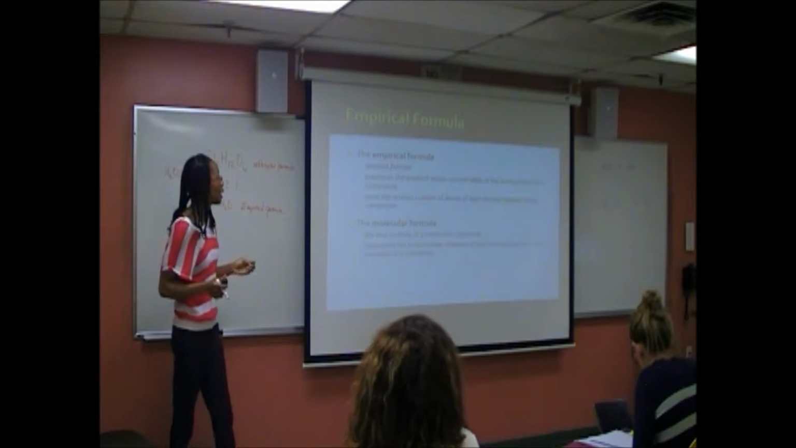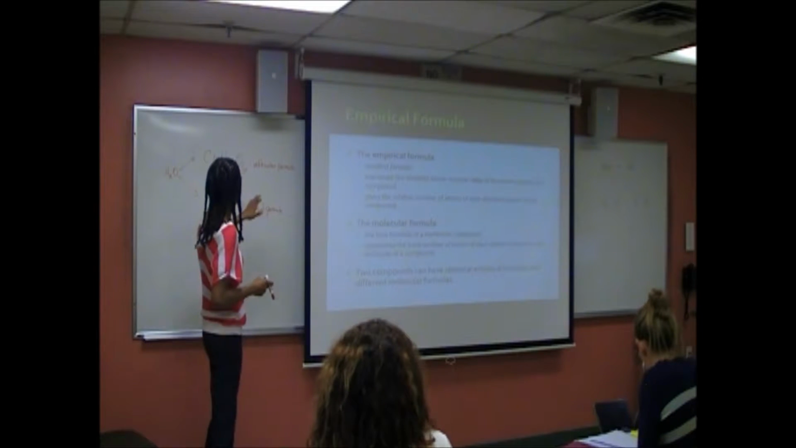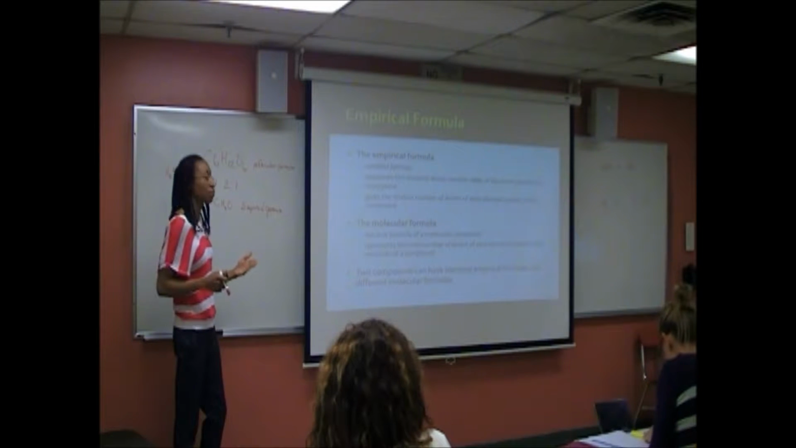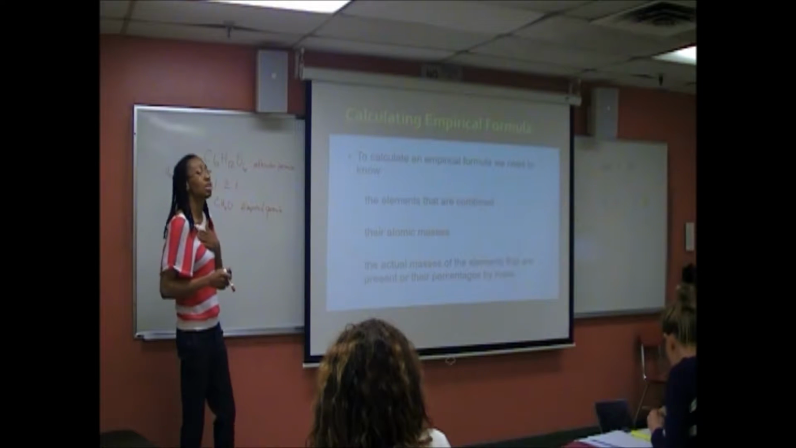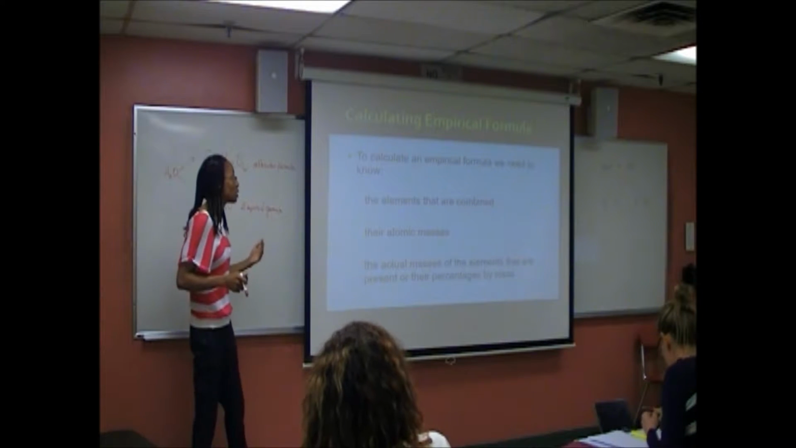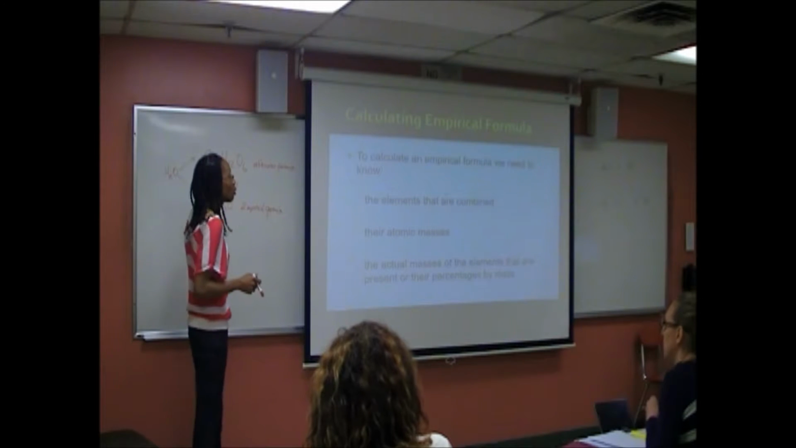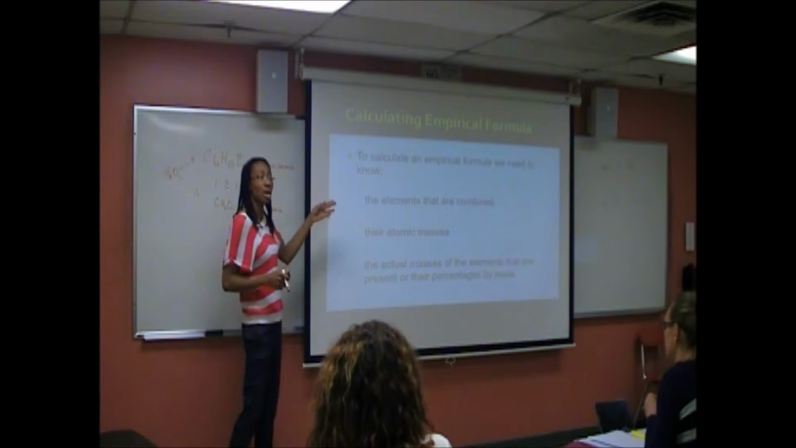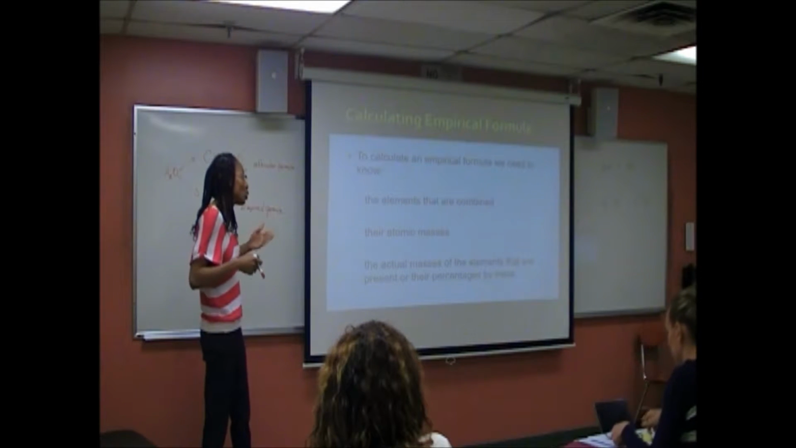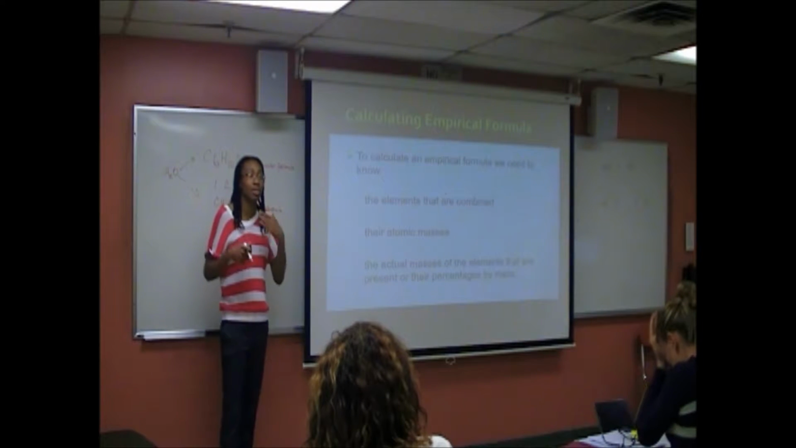Right? So we are going to be able to calculate our empirical formula given certain bits of information. Things that you need to know in order to calculate your empirical formula: you must know the elements that are being combined. You must know their atomic masses. You must know the actual masses of the elements if they are represented by their percentages.